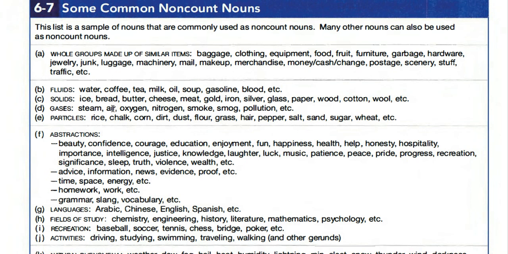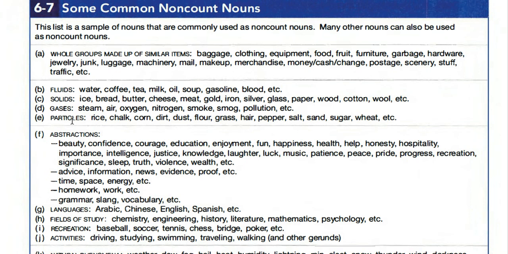We have gases, so oxygen, nitrogen, smoke, smog, pollution. These words we also cannot count, because no one can count the air, no one can count the steam, no one can count the oxygen, and that's why all of them will be non-countable.